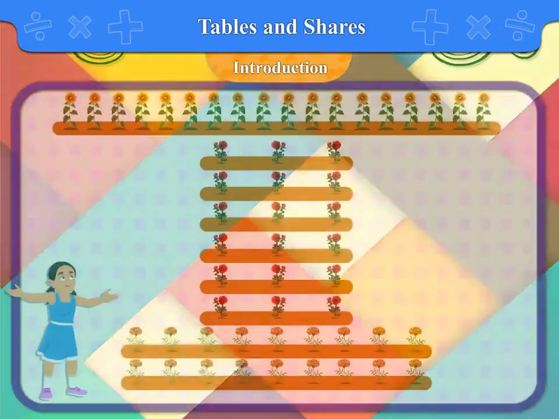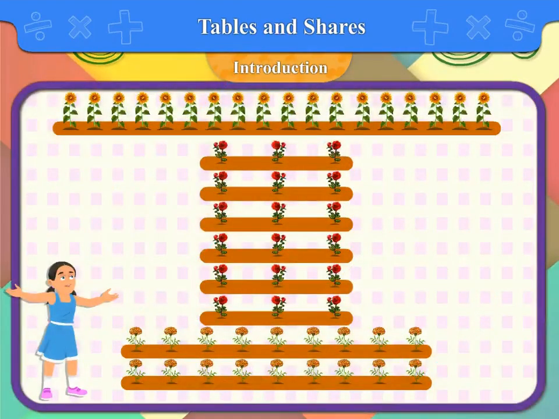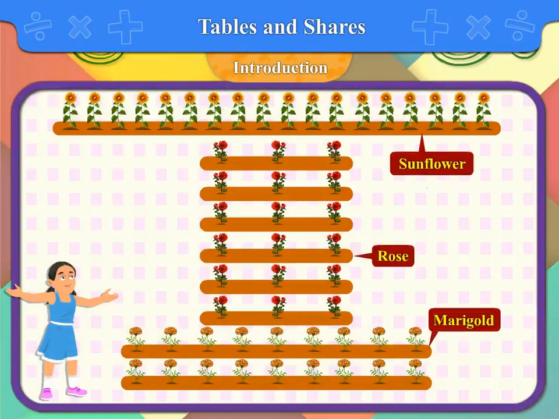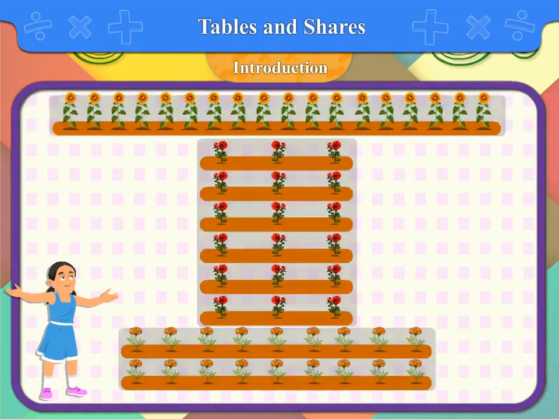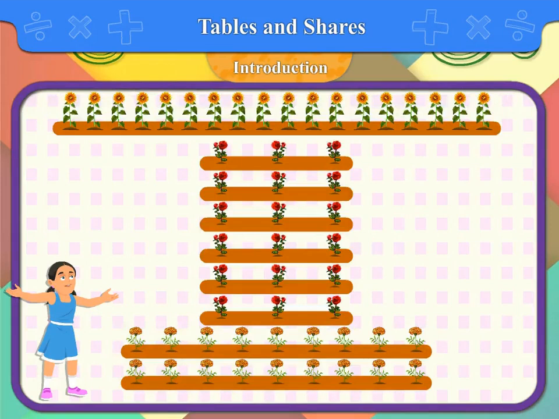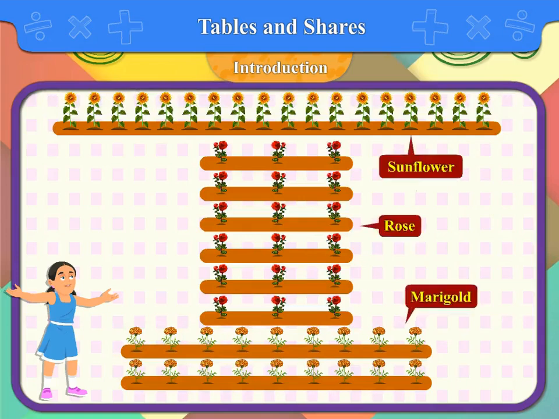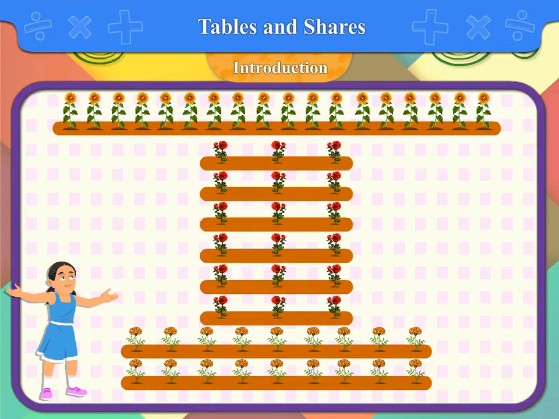Introduction. Shyama's garden. Shyama has planted sunflower, rose, and marigold plants in her garden. She has planted them in 3 flower beds. Her garden looks like this. Shyama says, "Look how I planted 18 plants in each flower bed. The arrangement in each flower bed is different."